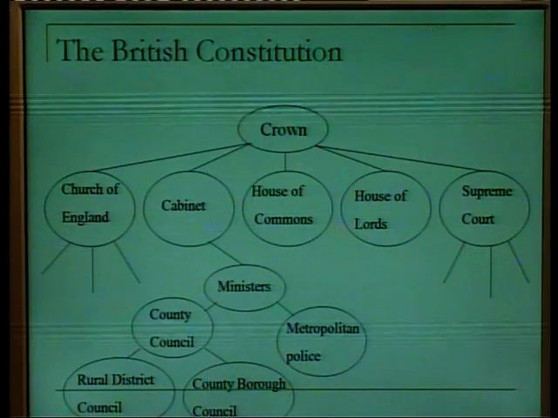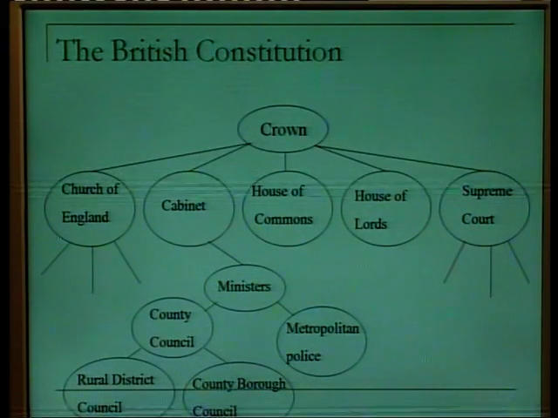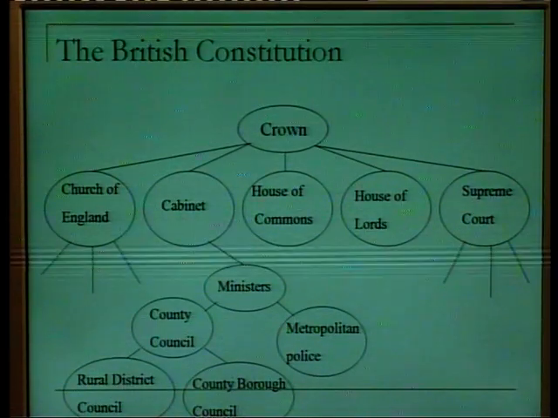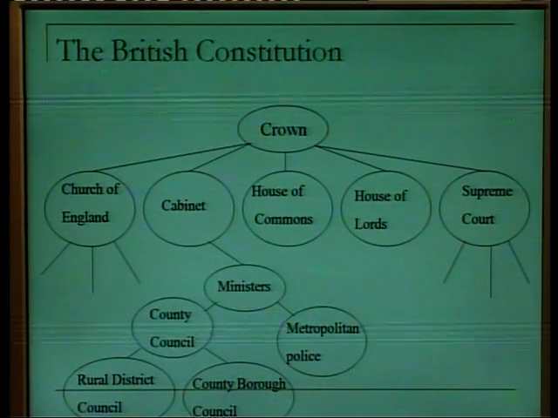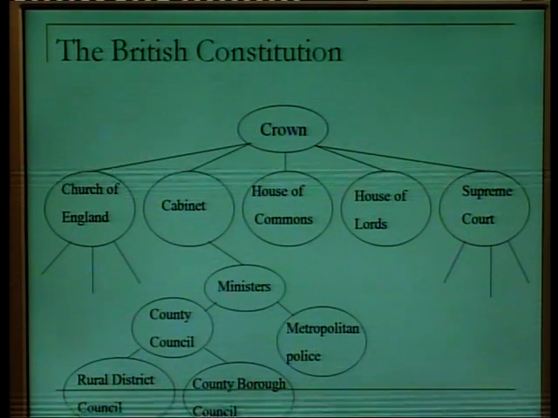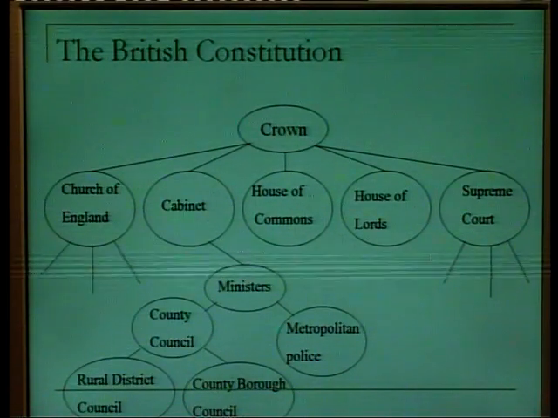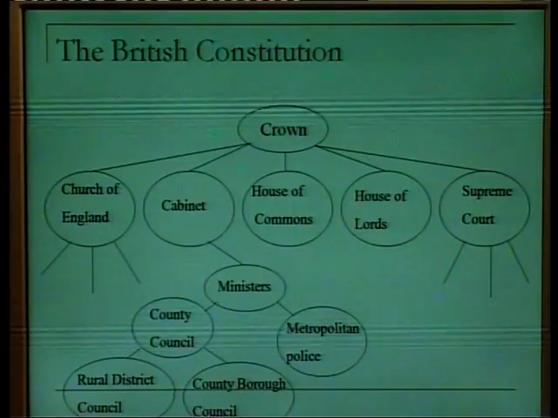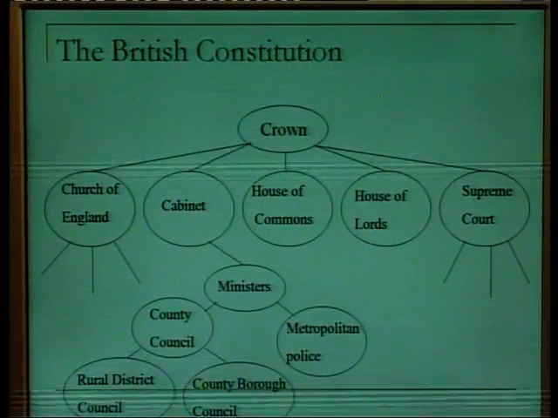First we will study an example of tree. We will study the British Constitution, where crown is the root of the tree, and the branches of the crown are Church of England, Cabinet, House of Commons, House of Lords and Supreme Court. Now again there are sub parts of these branches, like we will discuss Cabinet. In Cabinet there is another subtree, that is ministers, and ministers is again divided into two parts, that is county council and metropolitan police. And again county council is divided into two parts, that is rural district councils and county borough councils. So this is the tree.